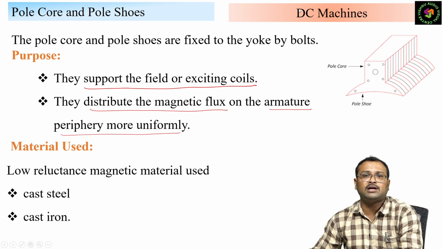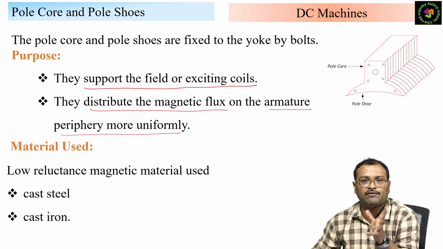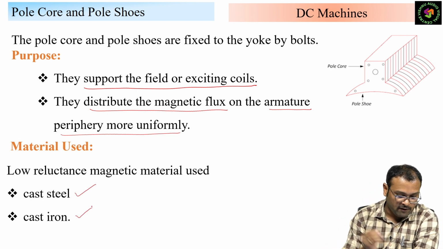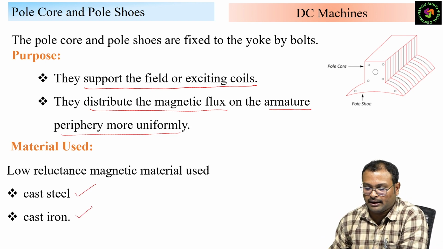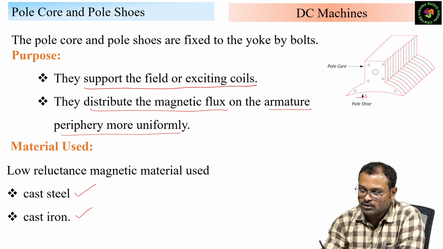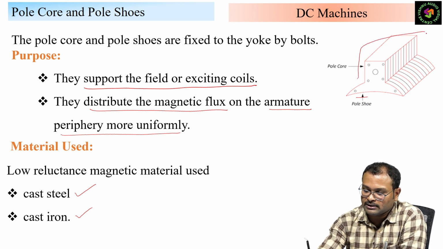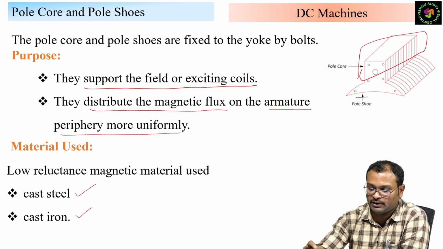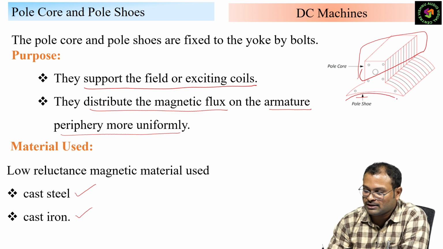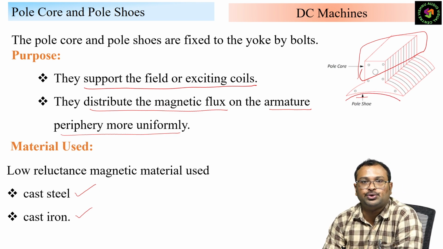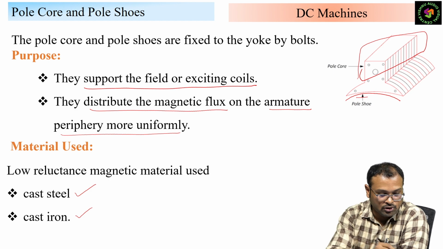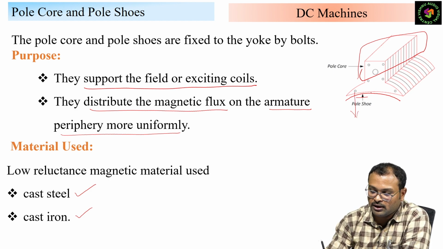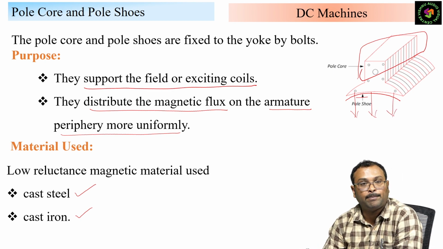So what is the material used? As I said, this is also dealing with the magnetic flux. Whenever flux comes, steel will come, so this is also made up of cast steel and cast iron. Here if you observe in this diagram, the upper part is the pole core, where we keep the windings and everything. This curved part is the pole shoe, which will distribute the magnetic flux properly.